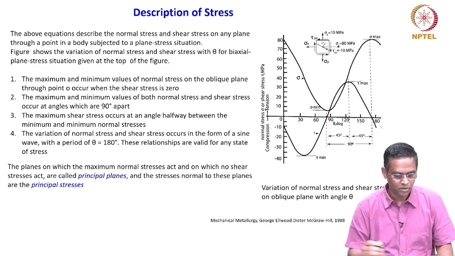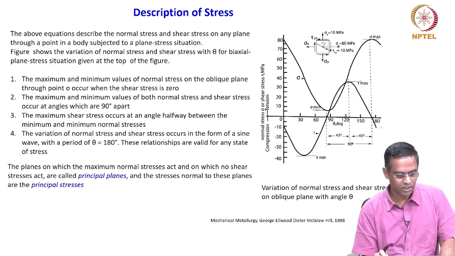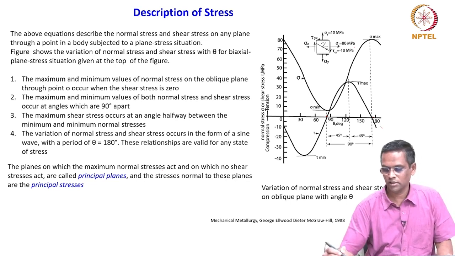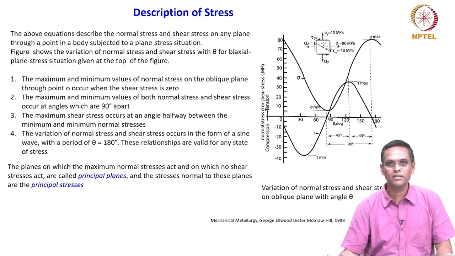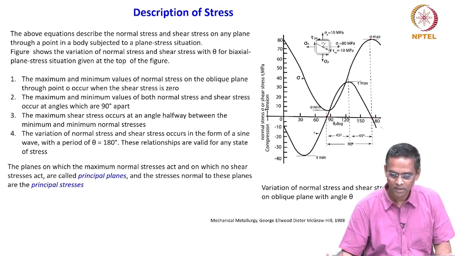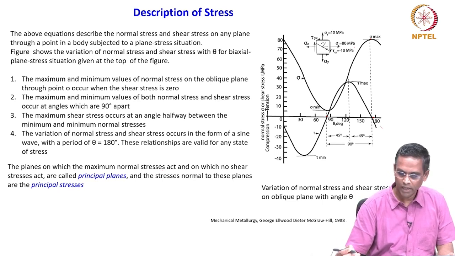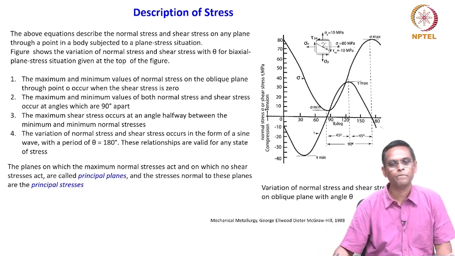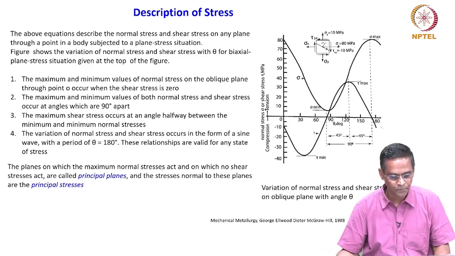Planes on which maximum normal stress acts and no shear stress acts are called principal planes. Okay, something like this situation. Shear stress is 0 here. And the normal stress will have a maximum. So, this will happen at particular planes. Those planes are called principal planes, right? And the normal stresses on these planes are called principal stresses. So, principal stresses means there is zero shear stress. So, that is the bottom line we have to remember always.